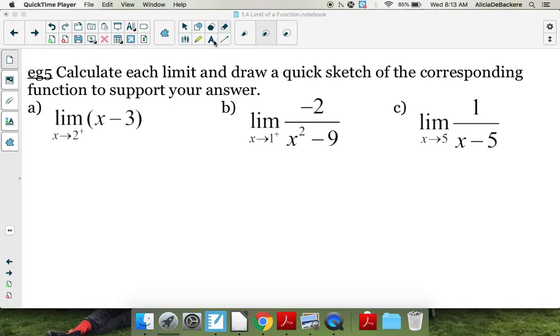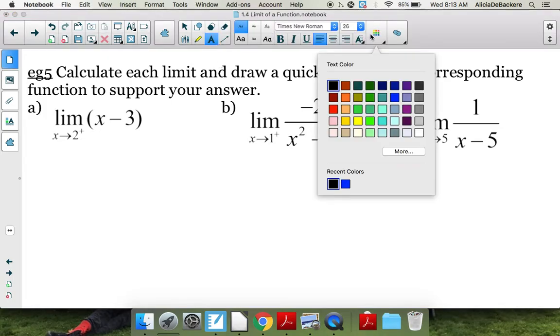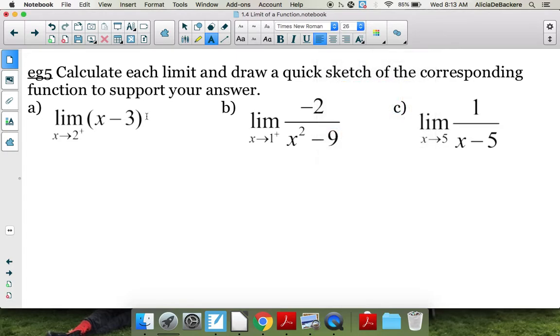So I can do that pretty quickly. I don't really need to do a lot here. I can substitute 2 into the equation, and I can see here that when I sub 2 into the equation, I'm going to get an answer of negative 1, or a y value of negative 1.